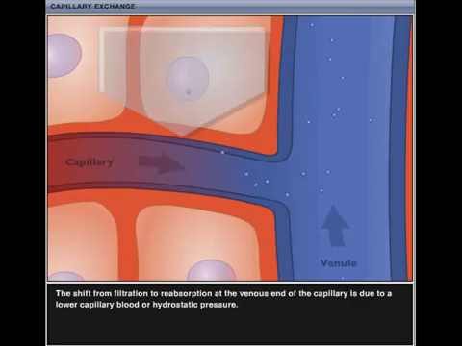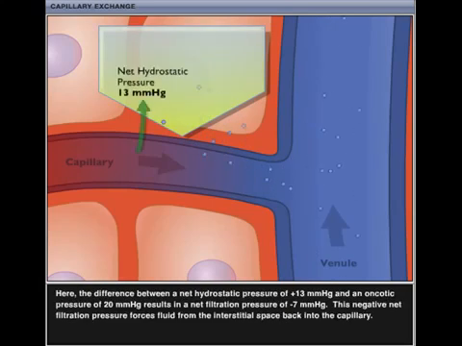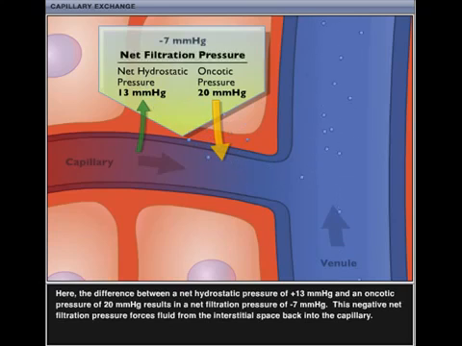The shift from filtration to reabsorption at the venous end of the capillary is due to a lower capillary blood or hydrostatic pressure. Here, the difference between a net hydrostatic pressure of 13 mm mercury and an oncotic pressure of 20 mm mercury results in a net filtration pressure of negative 7 mm mercury. This negative net filtration pressure forces fluid from the interstitial space back into the capillary.